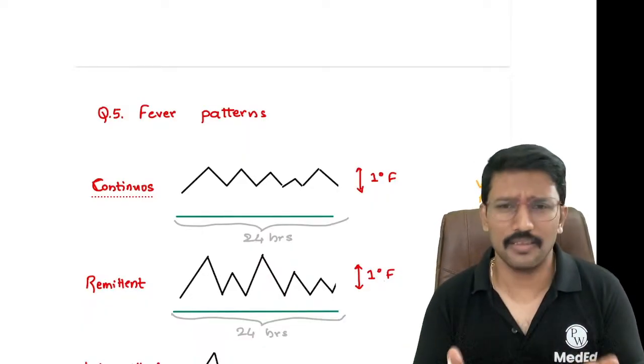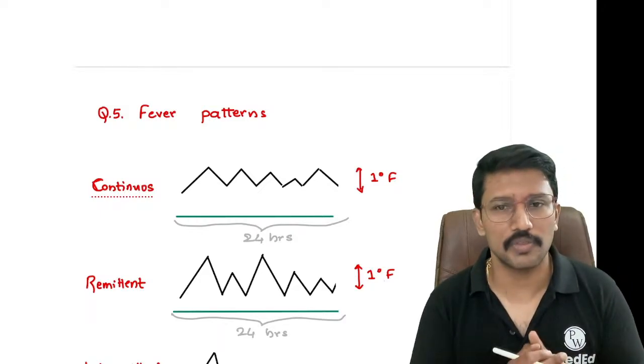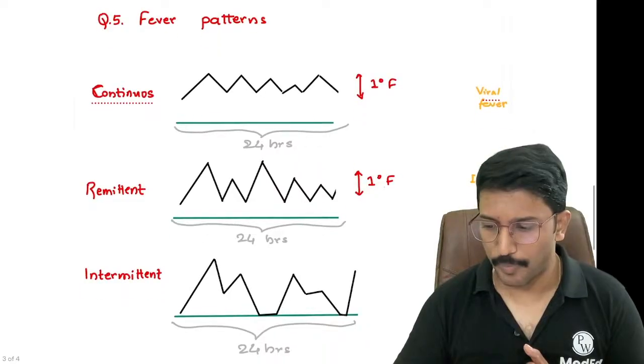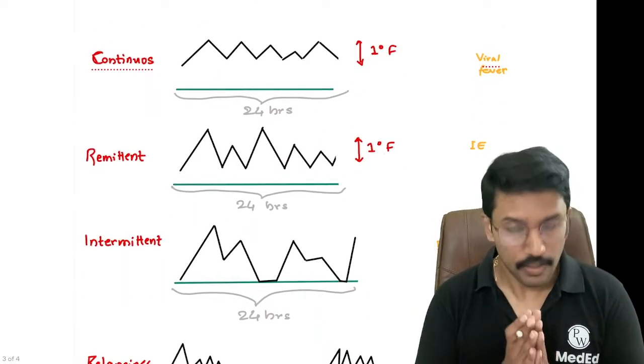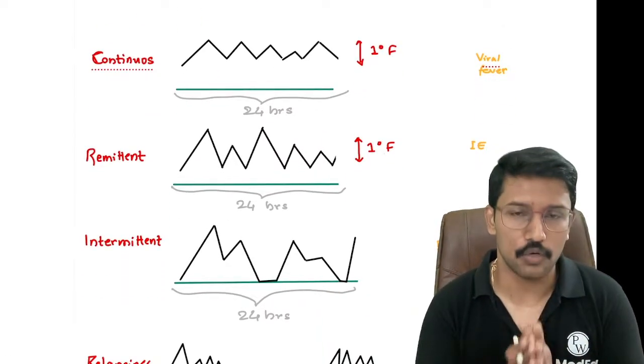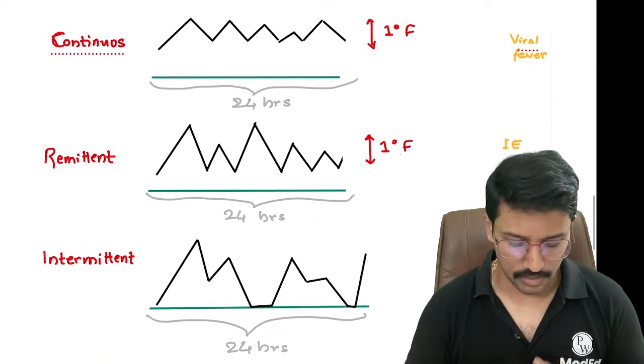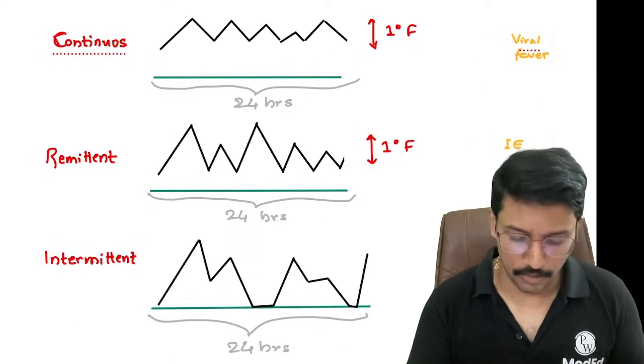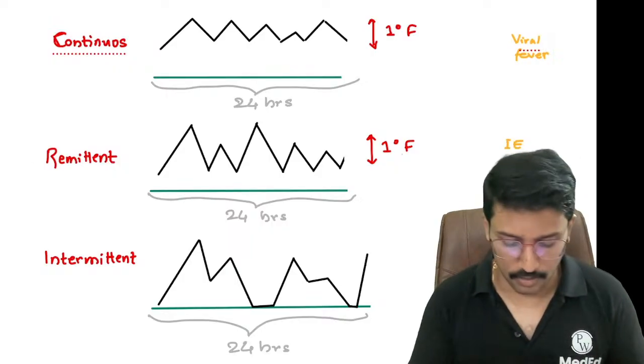today's practice. But nonetheless, at least for writing in your exams and answering your examiners, we need to know, right? So there are different patterns of fever. The first pattern is called continuous, and the second one you can see on the screen is called remittent.